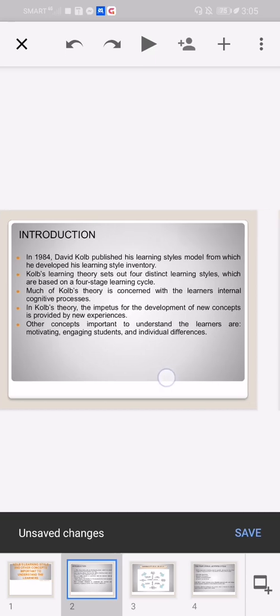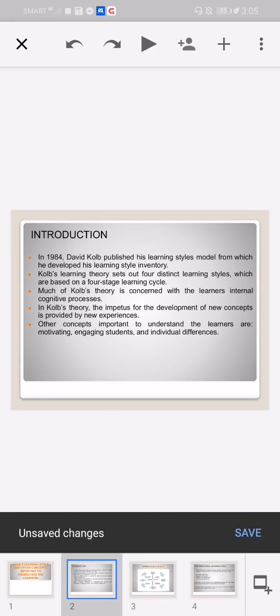Kolb states that learning involves the acquisition of abstract concepts that can be applied flexibly in a range of situations. In Kolb's theory, the impetus for the development of new concepts is provided by new experiences. Learning is the process whereby knowledge is created through the transformation of experience.